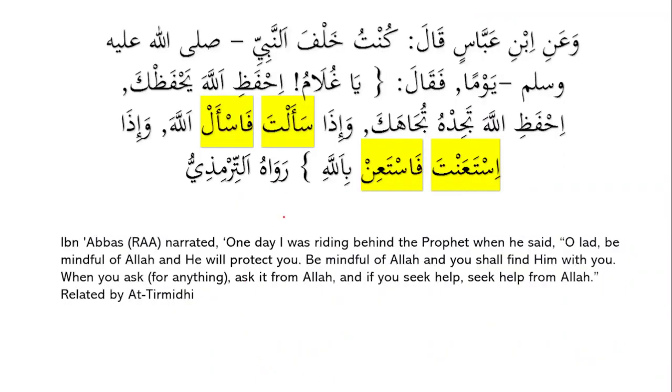Then we have a hadith. The first part, you will inshallah tell me what kind of construction this is, and we have already done this hadith, I think, in lesson number 13. So you should be able to know this one. وعن ابن عباس قال كنت خلف النبي صلى الله عليه وسلم يوما فقال يا غلام احفظ الله يحفظك. Do you remember this construction?